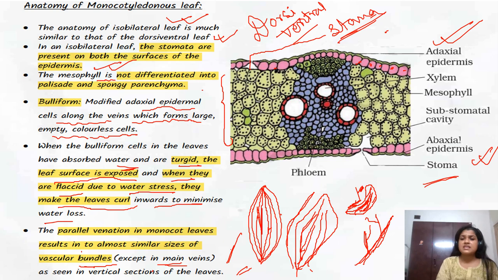Okay, so till now we are done with the anatomy of the monocotyledonous leaf.